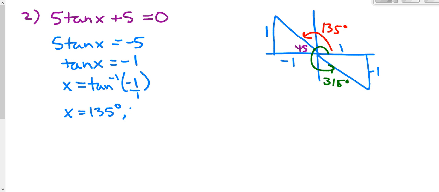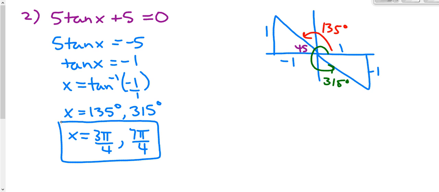Let's convert those to radians. 135, so that's 3 times 45, so that's 3 times pi over 4, 3 pi over 4. And 315 is 7 times 45, so 7 times pi over 4 is 7 pi over 4.